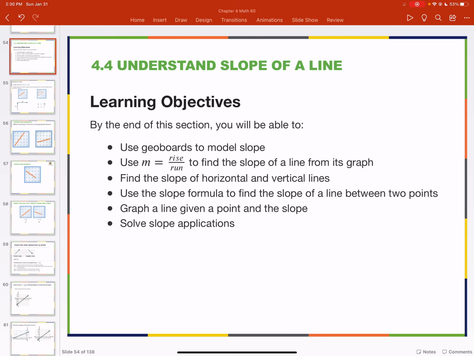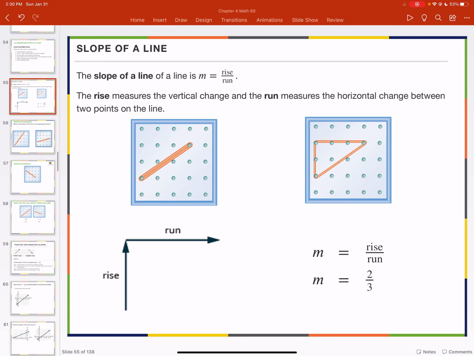Okay, so first of all, let's look at these things called geoboards. This is just a picture of one. If we were in class, we could probably get some and play with rubber bands and stuff like that. But basically, we're going to define what the slope of a line is. Graphically speaking, it's the rise of the line over the run of the line. So how far up or down it goes, and how far over to the right or to the left.